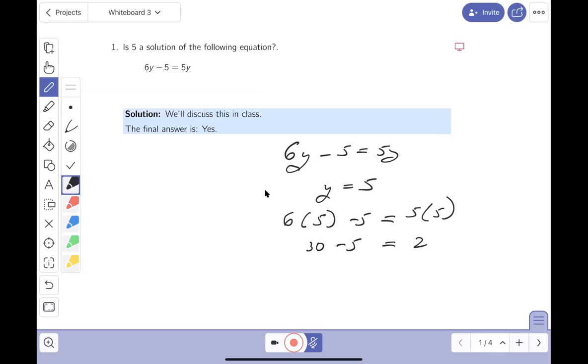5 times 5 is 25. I'm just simplifying. 30 minus 5 is 25. And 25 does, in fact, equal 25. So the answer to this thing is yes, it's a solution to the equation.